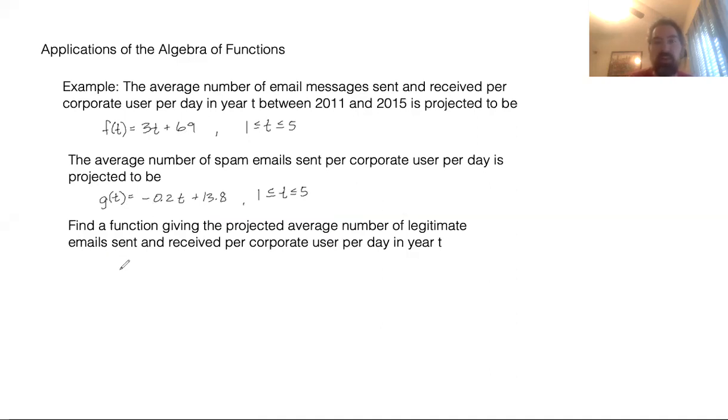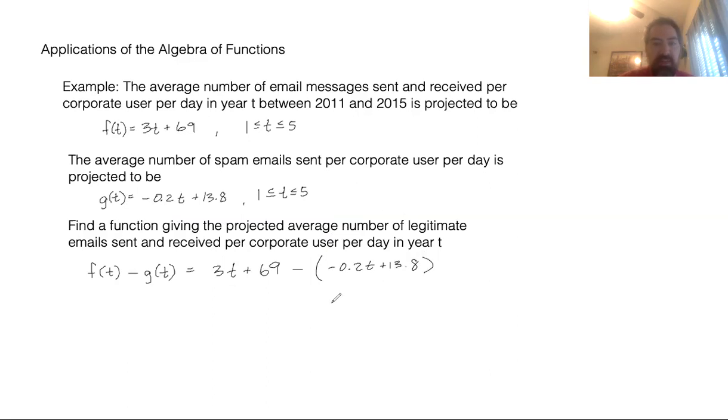Now, we're not doing this with actual numbers. We're just doing this with a function. We're just trying to find the function that represents the projected average number of legitimate emails. So we will take f of t and subtract g of t from this. So we have 3t plus 69 minus negative 0.2t plus 13.8.